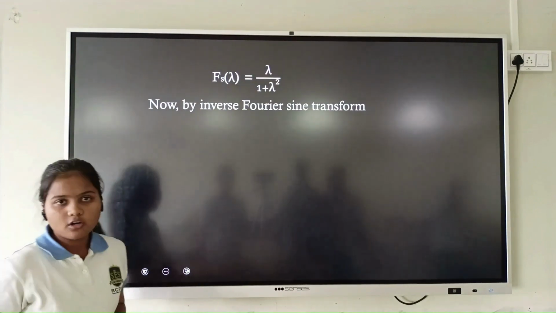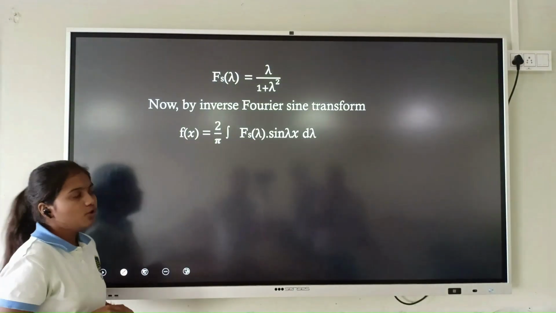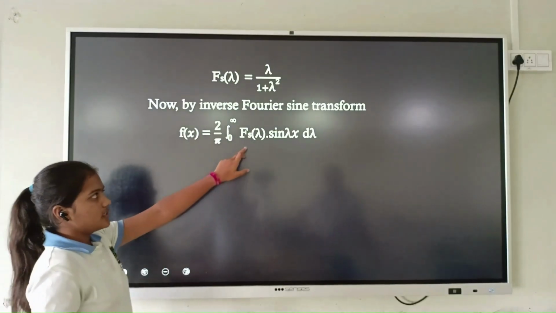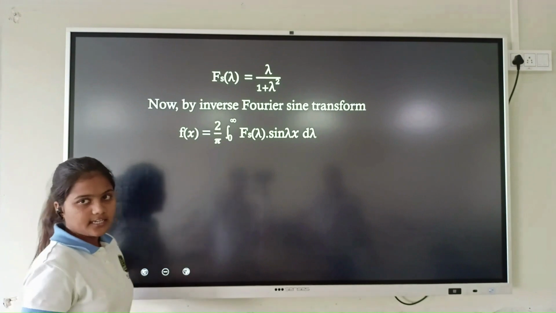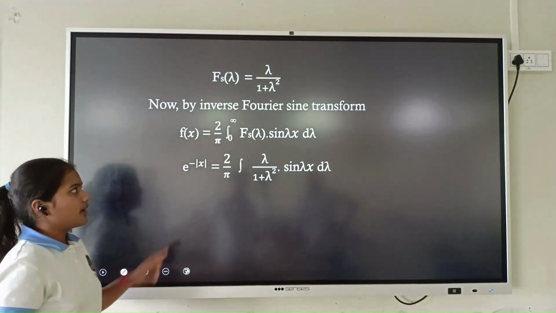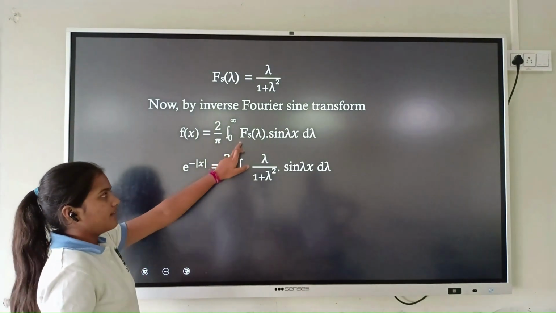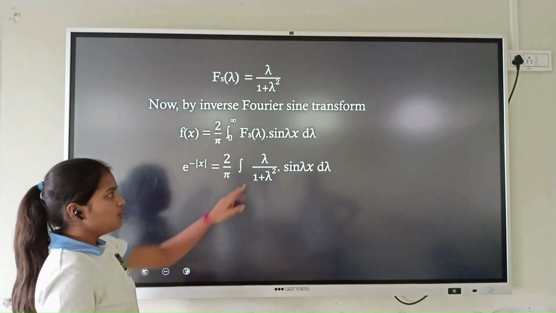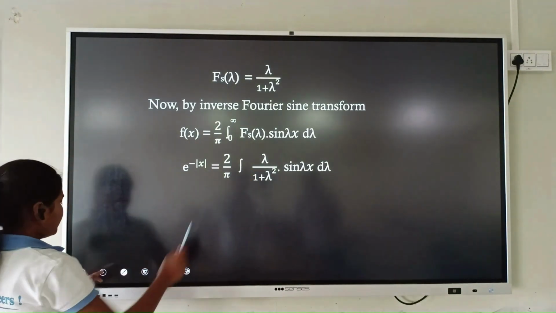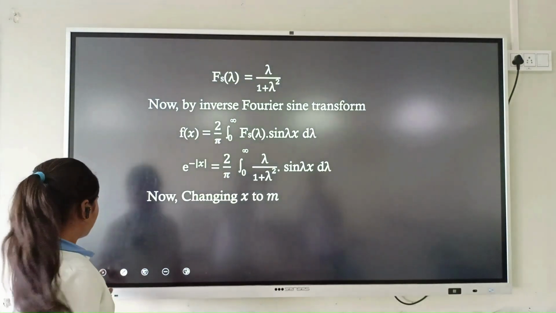The formula for the inverse Fourier sine transform is f of x is equal to 2 upon pi, integration from 0 to infinity of f_s of lambda into sine of lambda x d lambda. Here our value of f of x is equal to e raised to minus x, and our value of f_s of lambda is equal to lambda upon 1 plus lambda square. By putting this value, we will get the result, and now changing x to m.